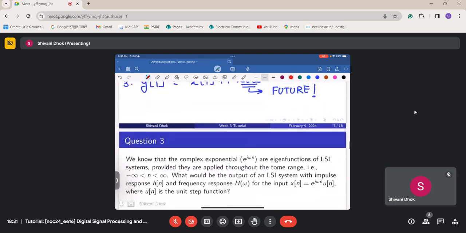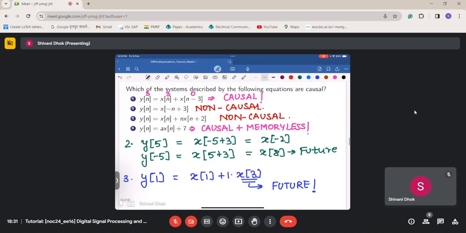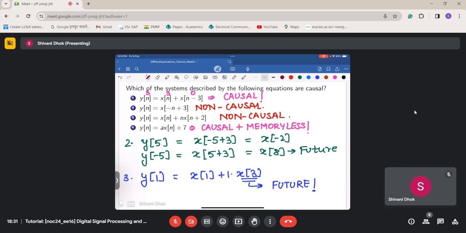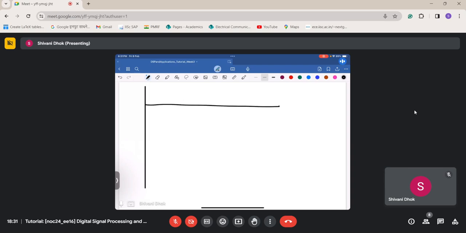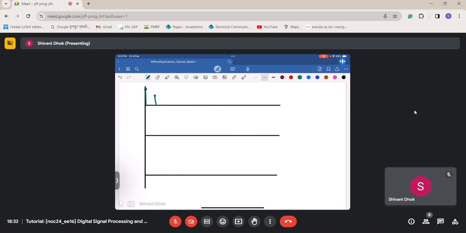Yes, ma'am, there is a question. Is anti-causal and non-causal one and the same? No. So what happens in non-causal? I'll just draw two impulse responses, and then it will be clear to you. This comment I'm making is for LSI systems only. So for an LSI system, if I have an impulse response which is something like this, this is 0, and before n equal to 0, everything is 0, then such a system is causal.